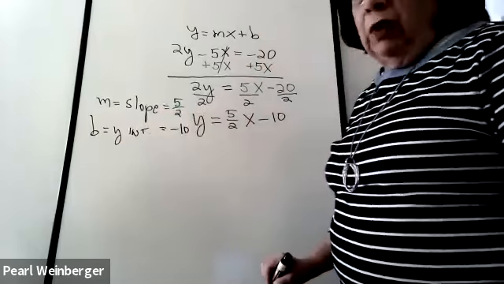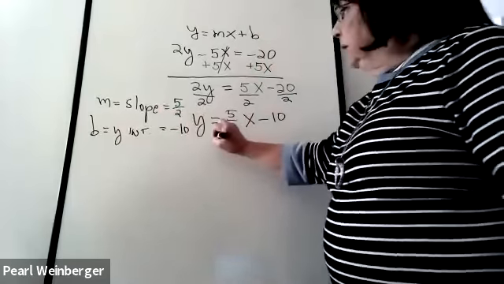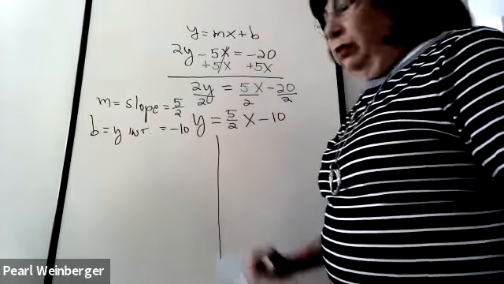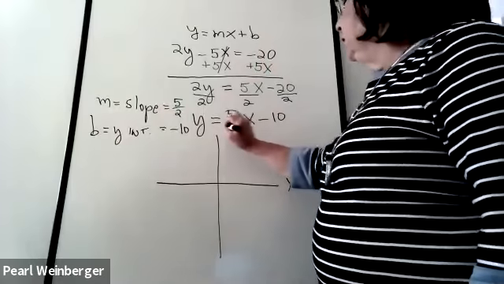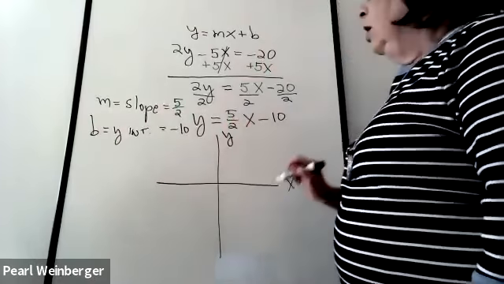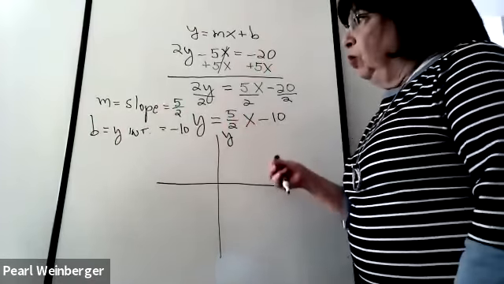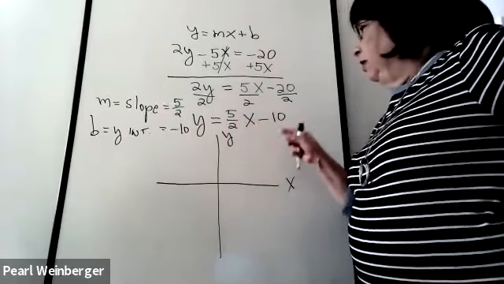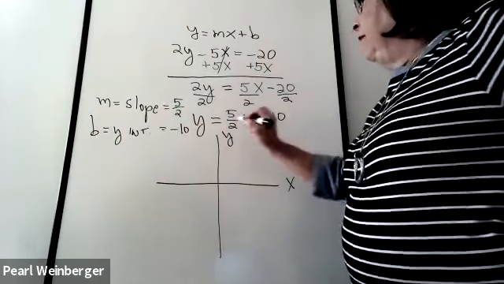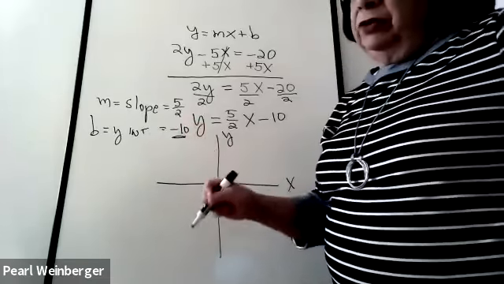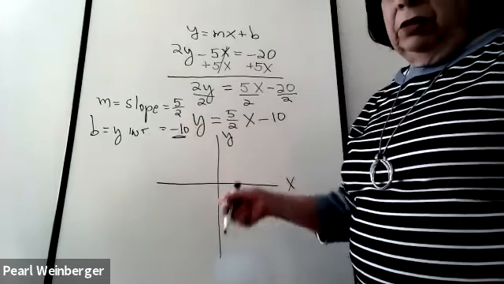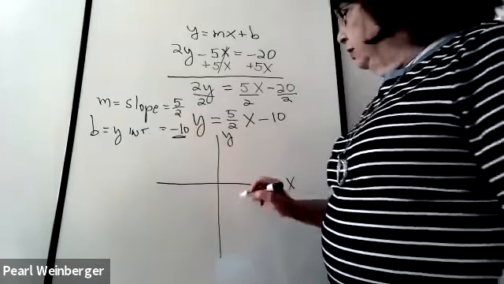So how do we graph this? Suppose this is my graph paper. Try not to go down too low. Here's my x-axis, here's my y-axis. When you're using the slope and y-intercept to graph a line, you start at the y-intercept. This is your starting point. Y-intercept is where the line is crossing the y-axis.